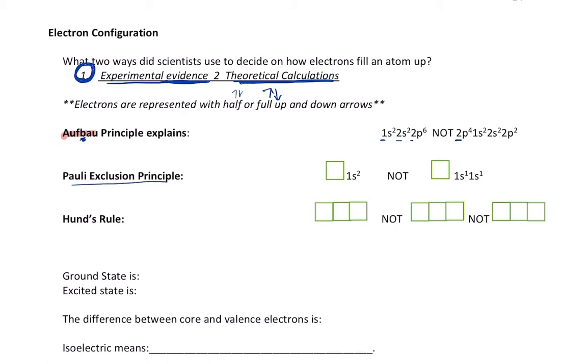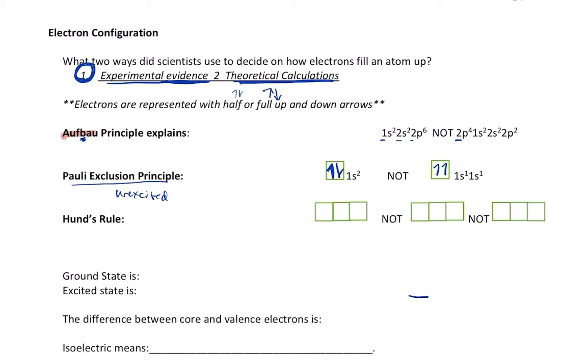Then there's the Pauli Exclusion Principle. And what Pauli says is that you can't have two electrons in the same orbital with the same direction, as long as it's unexcited. Like atoms just sitting there. You can't have an up arrow and a second up arrow. They have to be opposites.